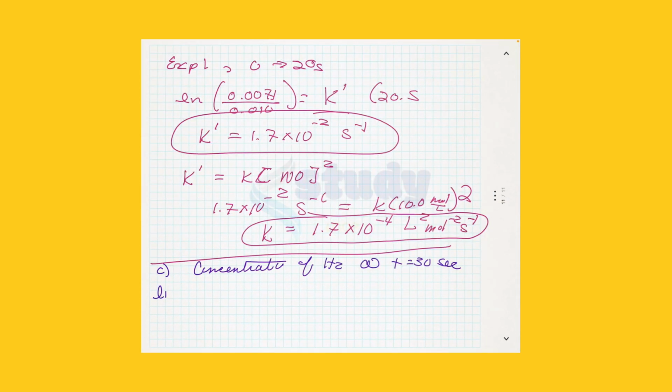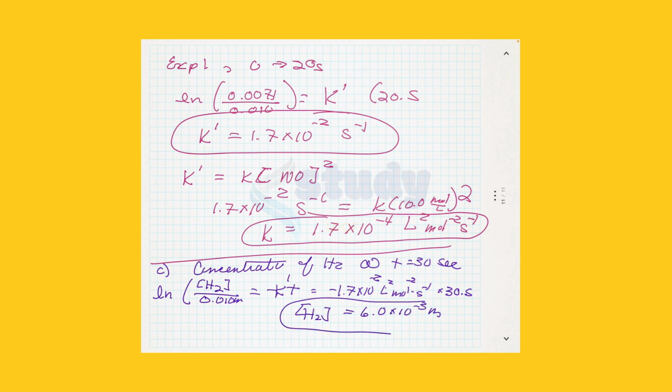Okay, so we know that the ln of my H2 concentration will equal negative k prime t, which will equal negative 1.7 times 10 to the minus 2 s to the minus 1 times 30 seconds, and that'll give me my H2 concentration equal to 6.0 times 10 to the minus third molar. Whew, we did it.